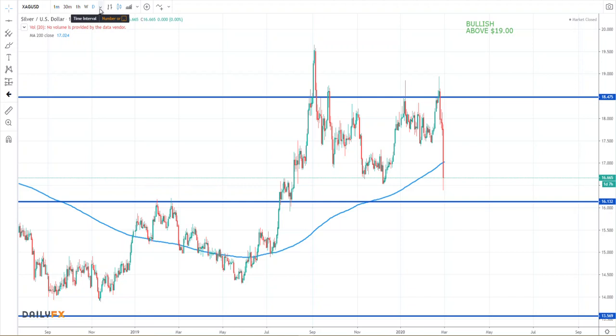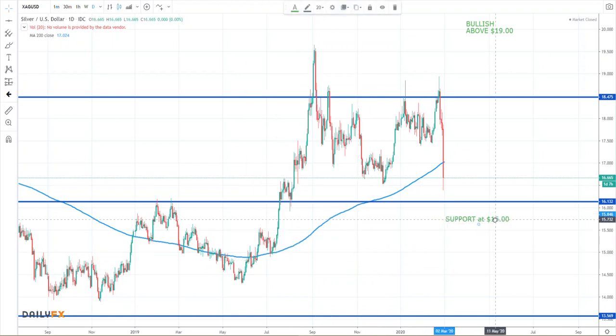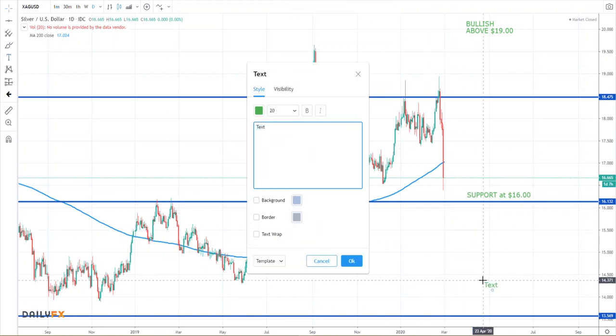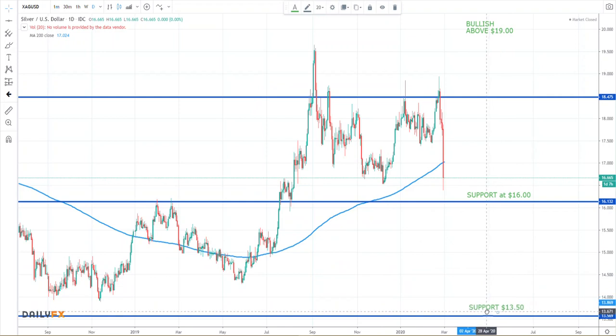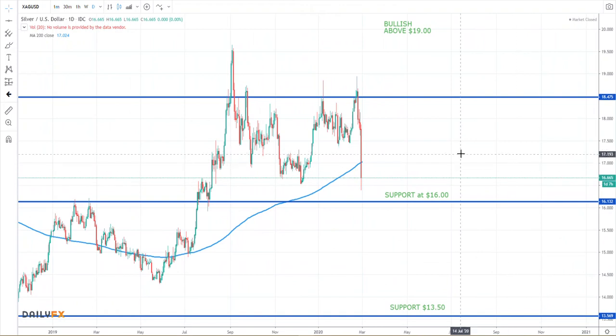So silver, we need to see above 19 for bullish. Got some support here at 16.13. Let's go ahead and mark support at, I'm just going to say $16. And you've got more support at the 13.50 mark. Otherwise, price could just sit here and float for months to years between 16 to 18.50.